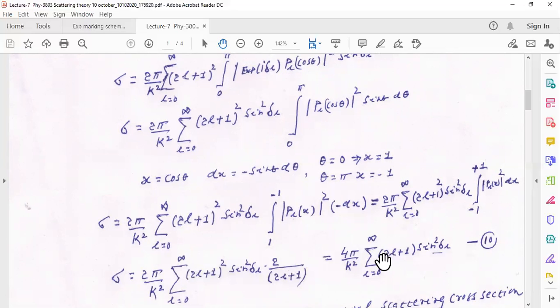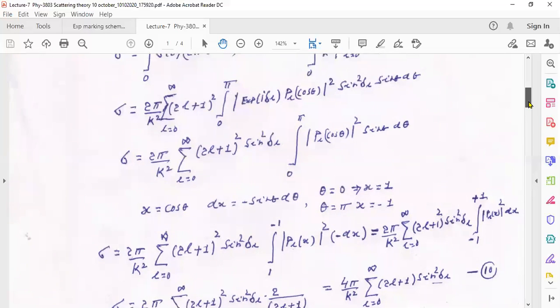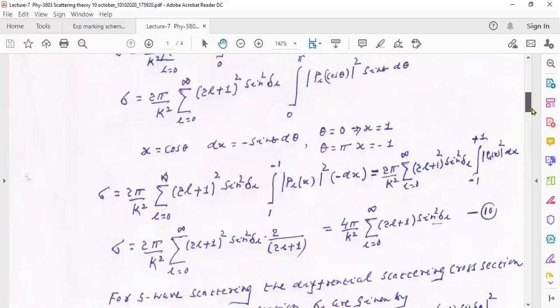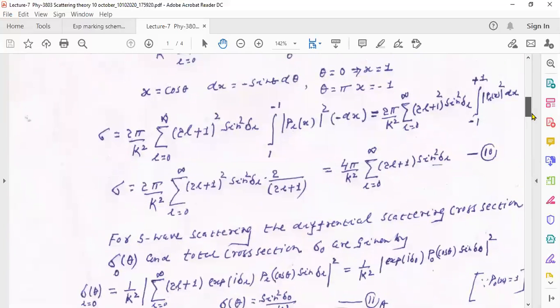You see this is sigma. Sigma is equal to 4 pi over k square, sum over L equal to 0 to infinity of (2l plus 1) sine square delta L. So this is the expression of the total scattering cross section. This is expression number 10, and expression number 9, which I wrote here, is sigma as a function of theta. This is the differential scattering cross section, and this is your total scattering cross section which we have calculated here.